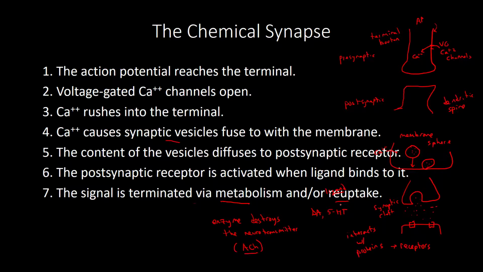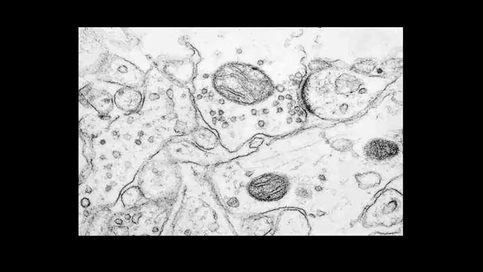We don't want that signal to go on forever, so somehow we have to terminate it. We can do that by breaking apart the neurotransmitter, or we can grab it and recycle it, get it away from the receptor. Okay, that's a basic summary. Now, there's a little bit here, and then in the subsequent videos, I'm going to go into much more detail on these steps.